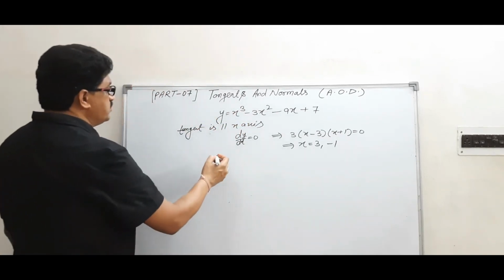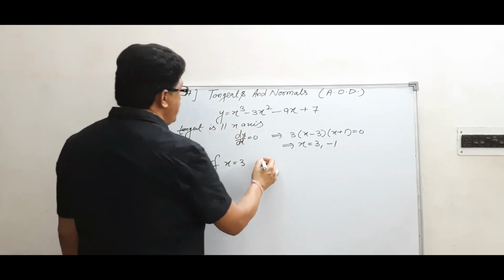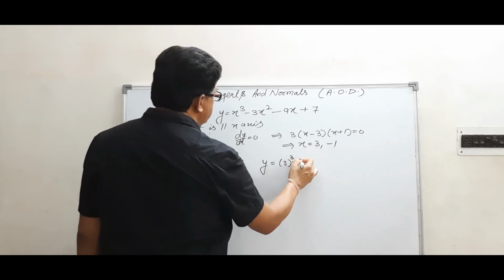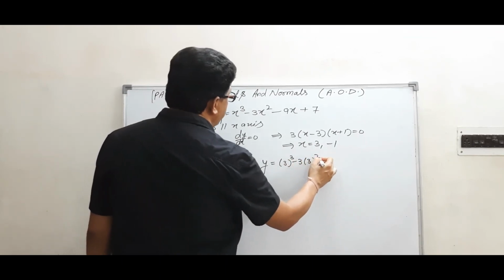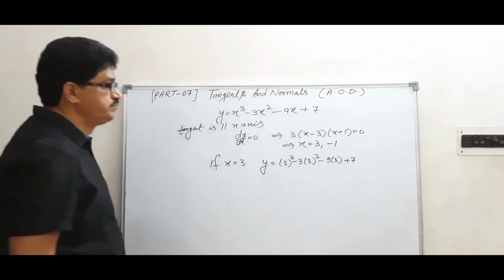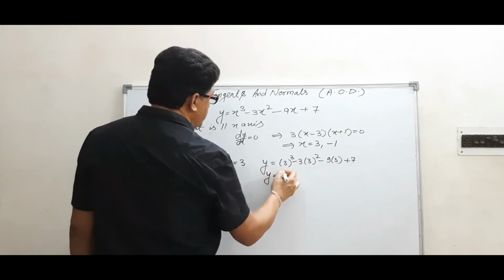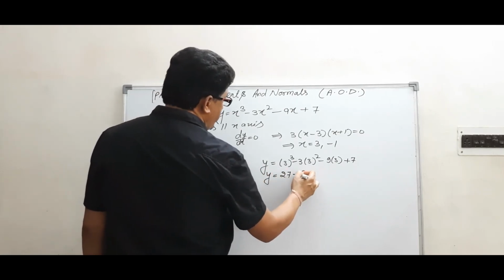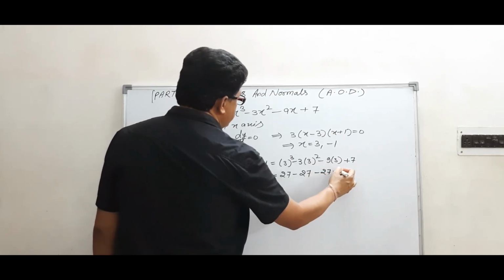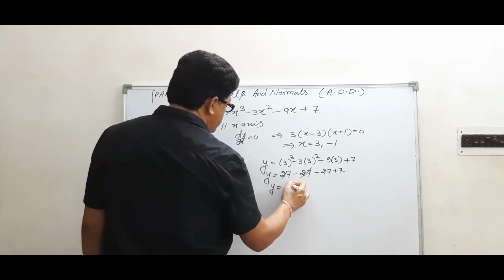If x is equal to 3, we can find y: 3 cube minus 3 into 3 square minus 9 into 3 plus 7. So y is equal to 27 minus 27 minus 27 plus 7. So y is equal to minus 20.